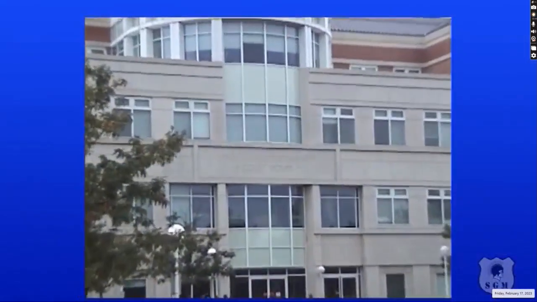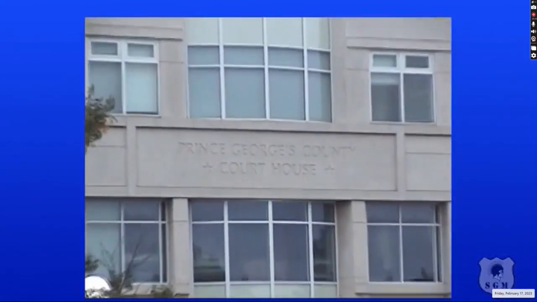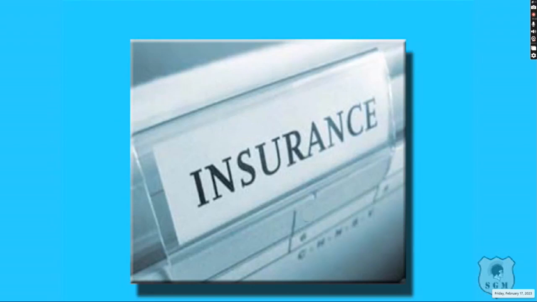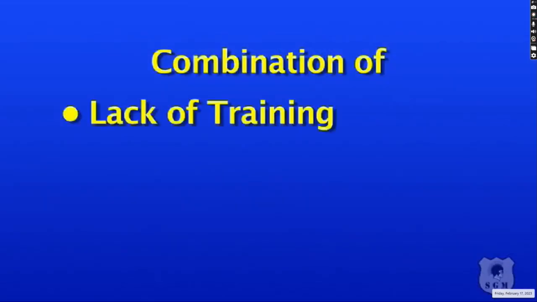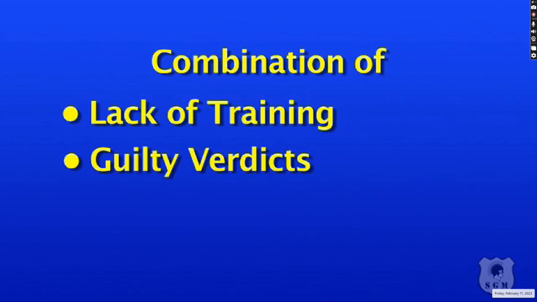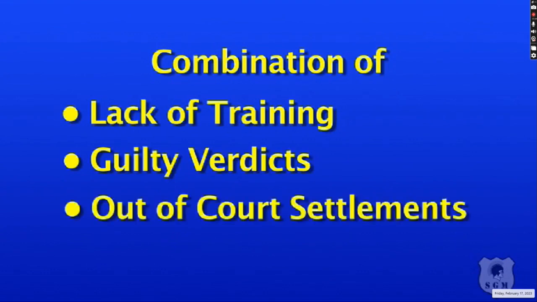If you observe a criminal act and ignore it or do not respond appropriately, this could become a lawsuit. It could cause financial loss to you, your company, and your company's client. Lawsuits are more problematic in the contract guard industry. Just ask your management what it costs them for liability insurance every year. To make matters worse, insurance premiums have increased dramatically for the security industry and are continuing to rise. Why? Well, it's a combination of lack of training, guilty verdicts by sympathetic juries, and out-of-court settlements.